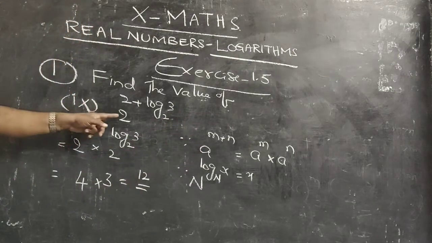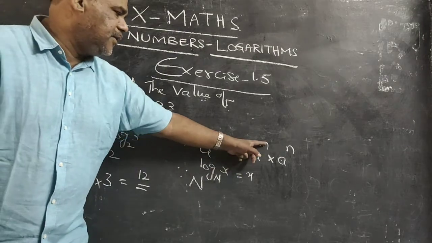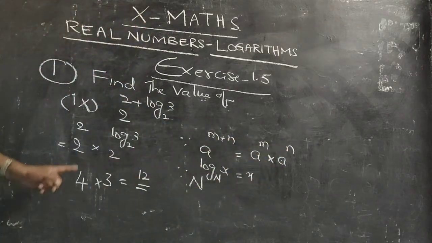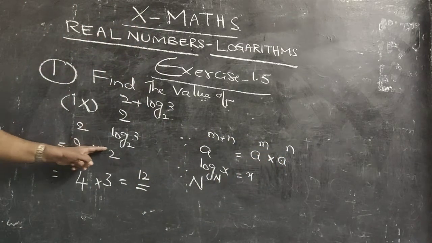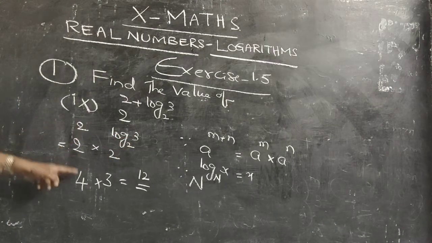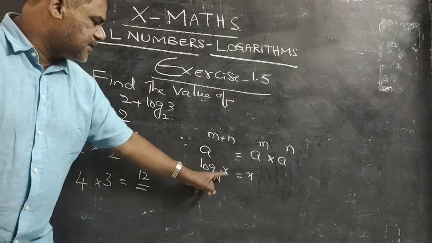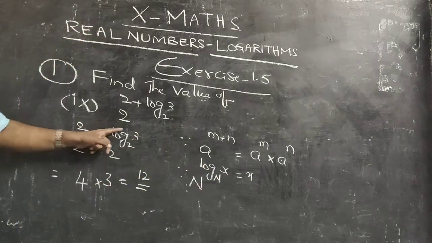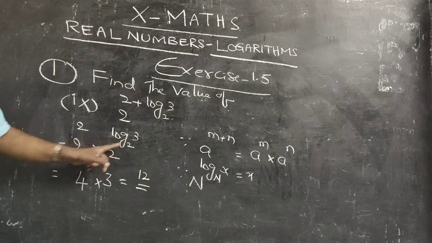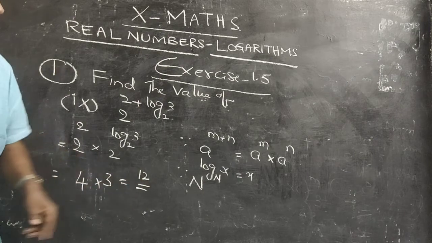So first it is in the form of a to the power m plus n. A to the power m plus n is a to the power m into a to the power n. So it is 2 to the power 2 into 2 to the power log 3 base 2. 2 to the power 2, 2 square is 4. This is in the form of n to the power log x base n. So if these two are same, then the answer is 3. So it is 3. 4 into 3 is 12.